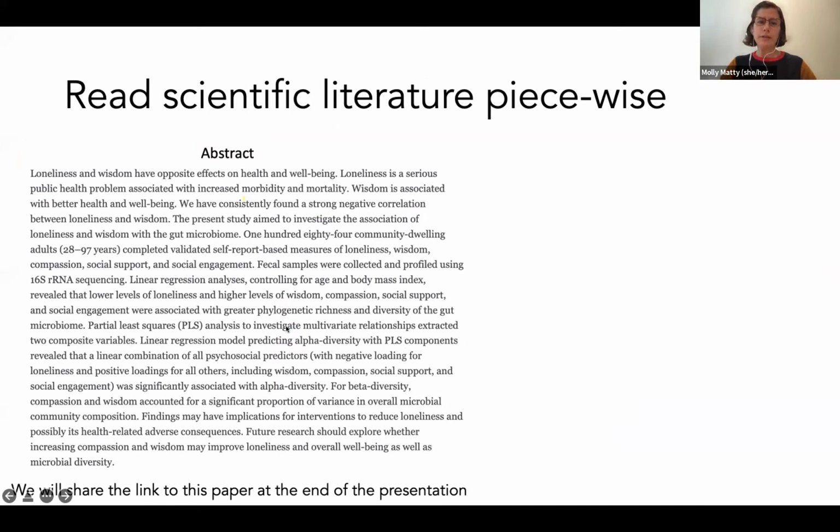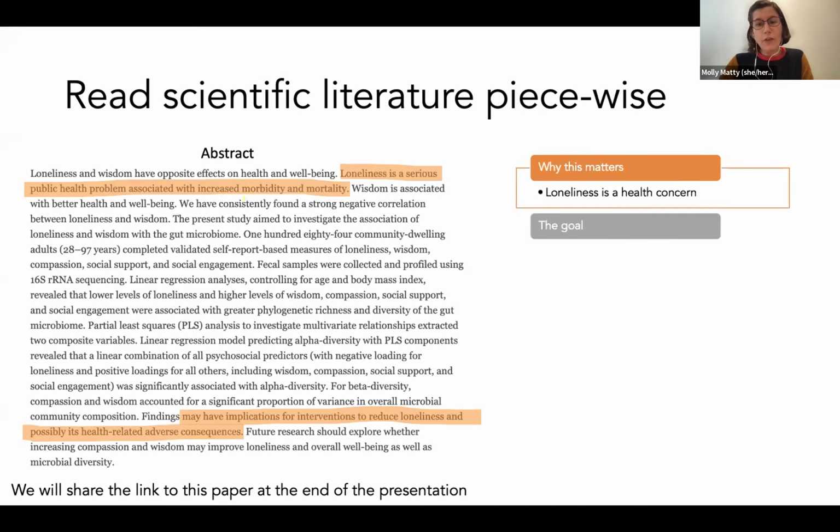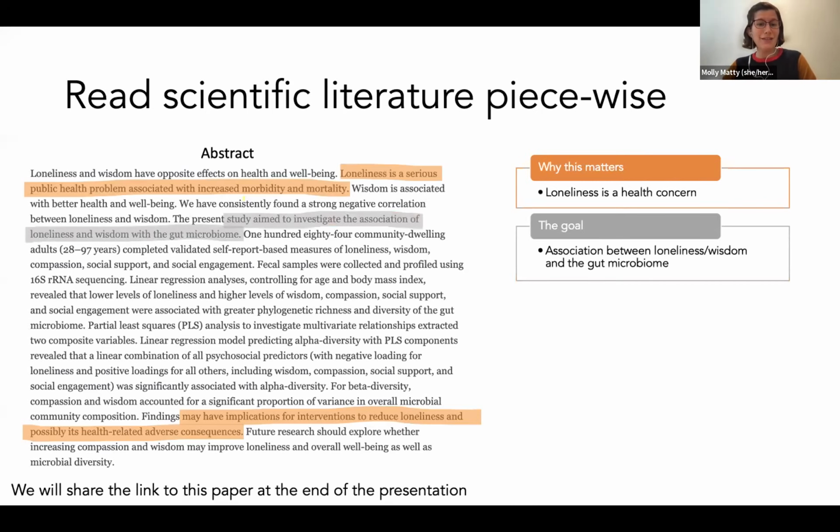But the very first place you start when reading a scientific article is the abstract. And even if this article is behind a paywall, you can read the abstract and get a lot of information. The thing I usually care most about is why this matters. That's usually going to be the first sentence and the last sentence. So loneliness is a health concern. Then you're going to find the goal of the work. So here it was to investigate the association of loneliness and wisdom with the gut microbiome.